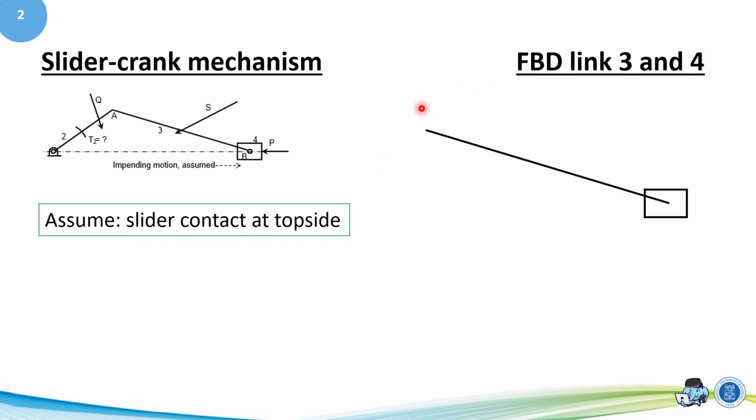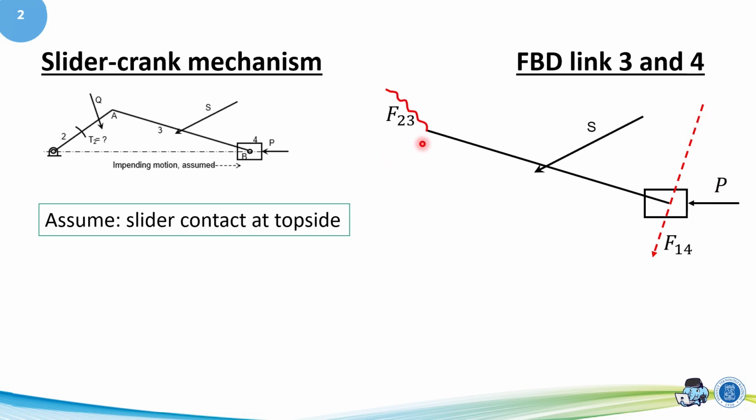So we draw the free body diagram of links 3 and 4 together, with force P acting on the slider and force S acting on link 3. Because of the assumption that the slider contacts at the top side and the impending motion is to the right side, we can draw the direction of F14. It is inclined in the clockwise direction.